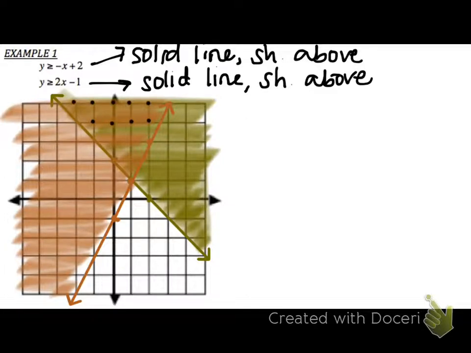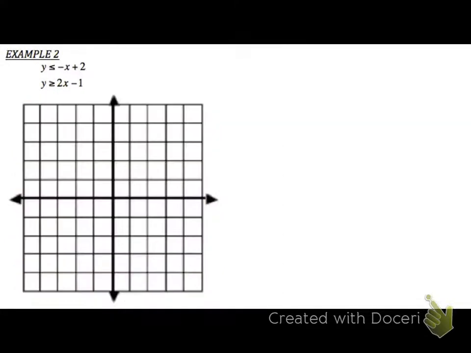They would all work for both inequalities. In fact, so would all the points that are on the solid lines. All of those would work, right? And this section goes on and out forever. So that was example number 1. Let's take a look at number 2.